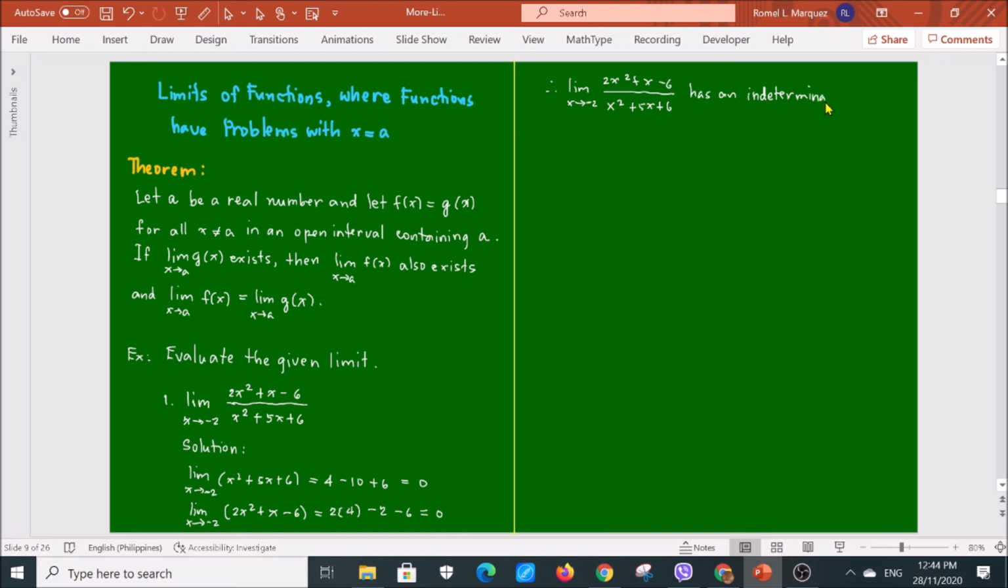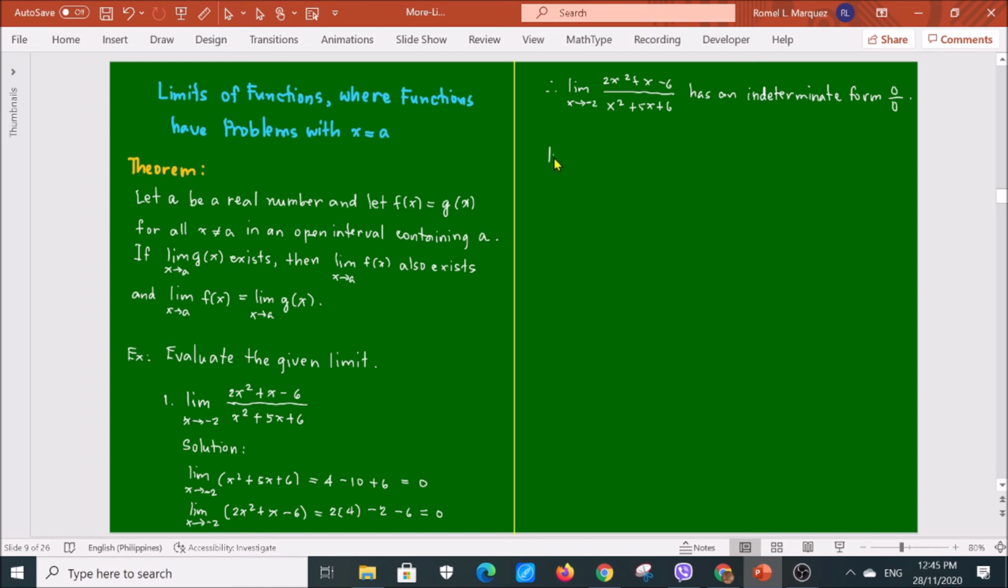Indeterminate form. What is an indeterminate form? 0 over 0. If you have a form of 0 over 0 for the limit, we call that indeterminate form. Actually, that is not the only indeterminate form. That is just one possible form for indeterminate. So, when it is indeterminate form, the limit may or may not exist. So, let's find another function whose limit is obvious, but equivalent here as long as x is not equal to negative 2.